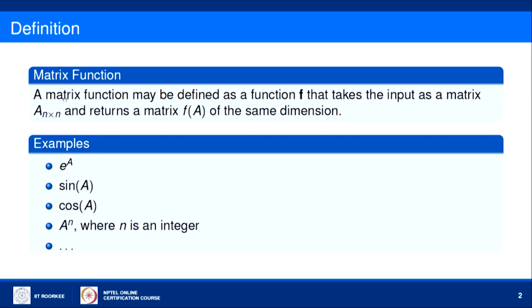A matrix function may be defined as a function f that takes as input a matrix A of order n by n and returns another matrix f(A) of the same dimension. We can define various matrix functions, for example f(A) equals e raised to power A, or f(A) equals A raised to power n, where n is any integer.